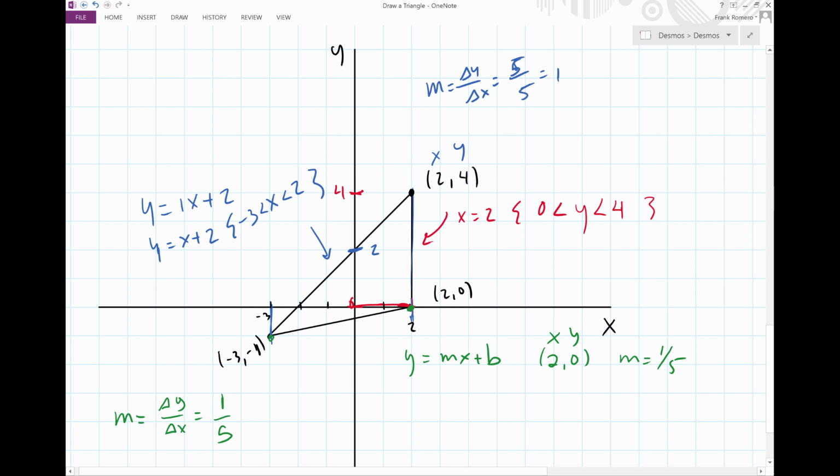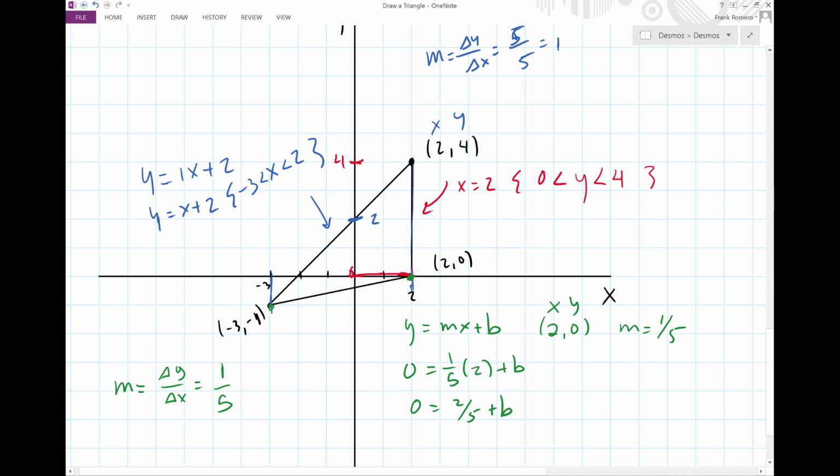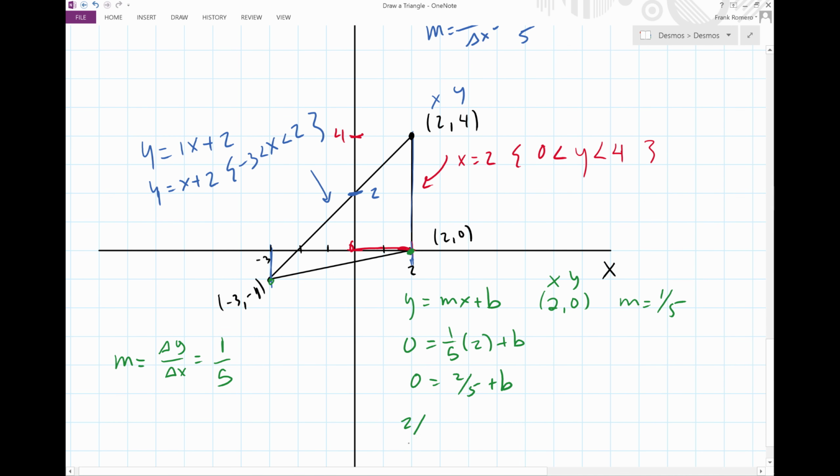Okay, so y is what? 0. Great. m is what? 1 over 5. x is what? 2, plus b. So that's 0 equals 2 over 5 plus b. And then that means it's 2 over 5 equals b. Okay, so my formula is y is equal to 1/5 x plus 2 over 5.